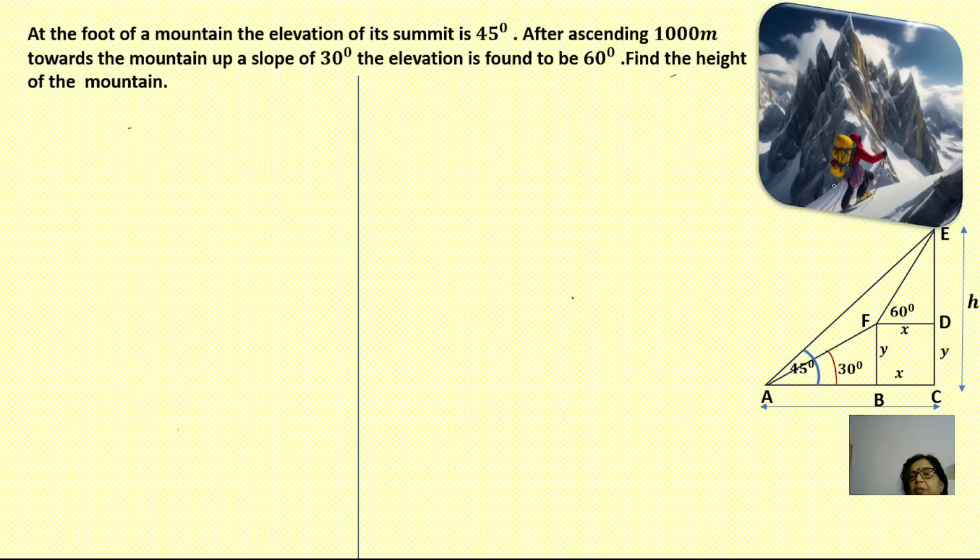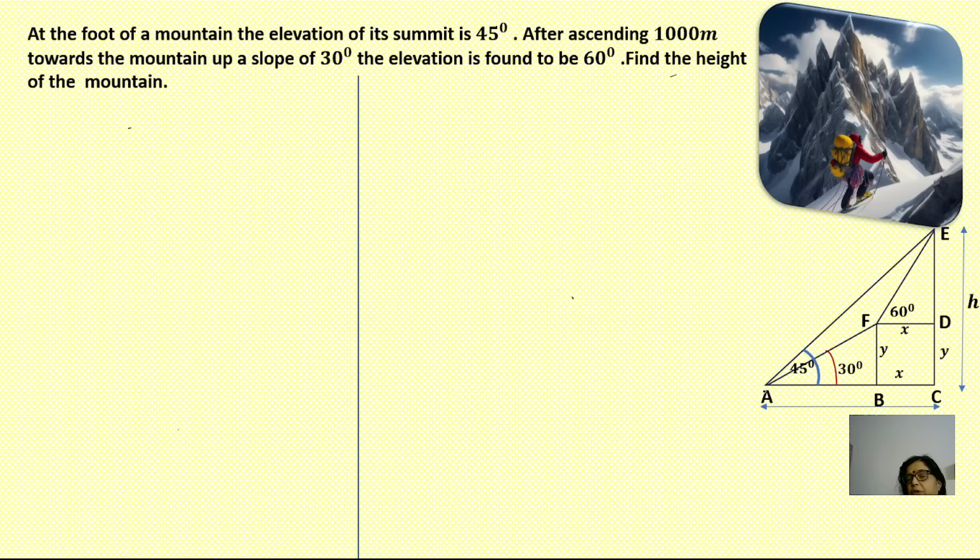Then he climbs a distance of 1000 meters at an angle of 30 degrees up the mountain, and from there he looks again at the summit and finds that the angle of elevation is 60 degrees. So the question says, find the height of the mountain. So this is the picture to be visualized, and now here we have the geometrical representation.